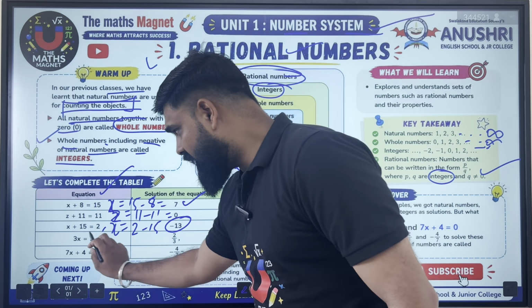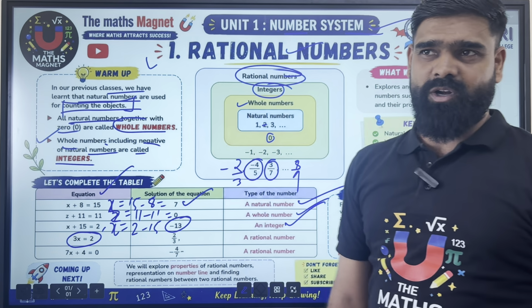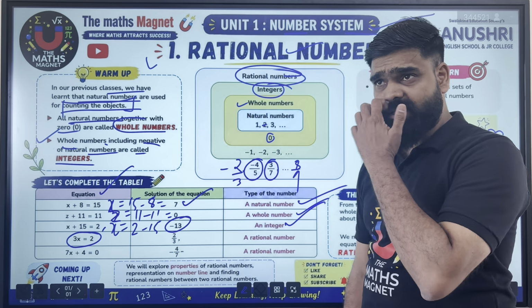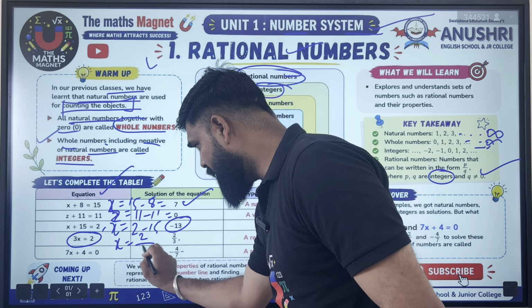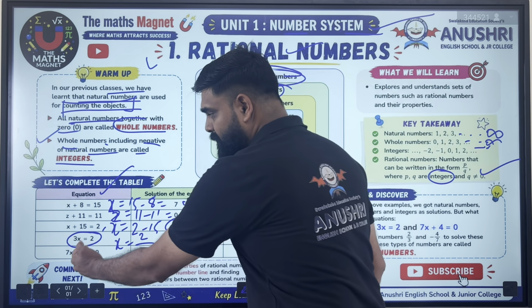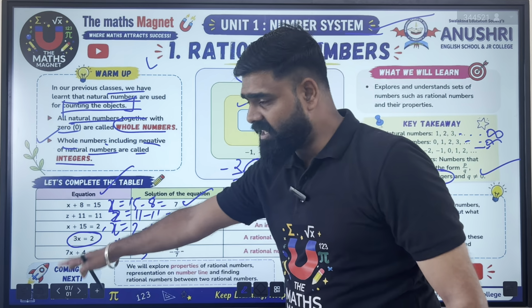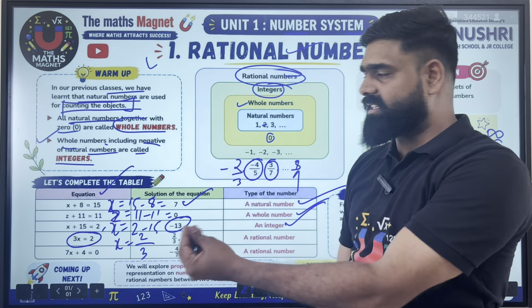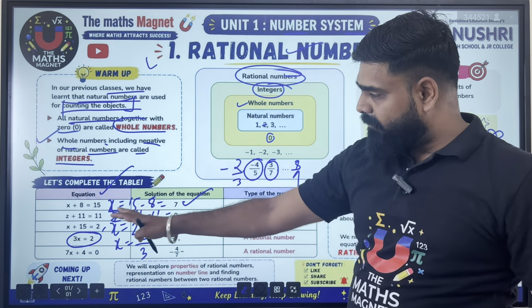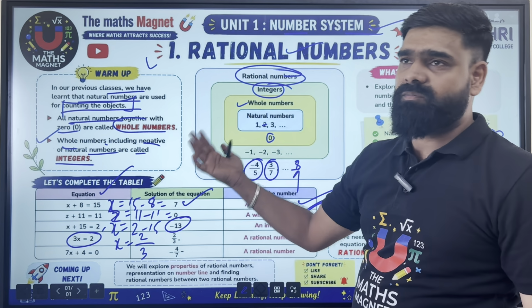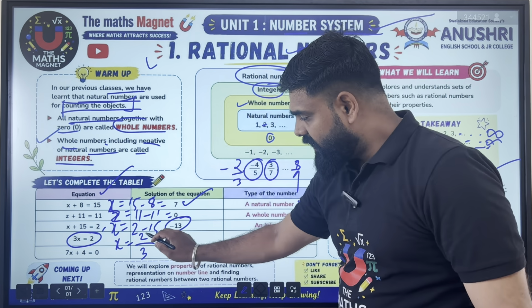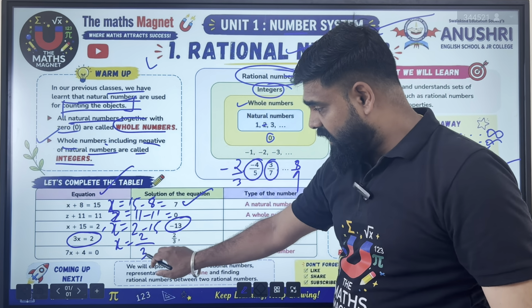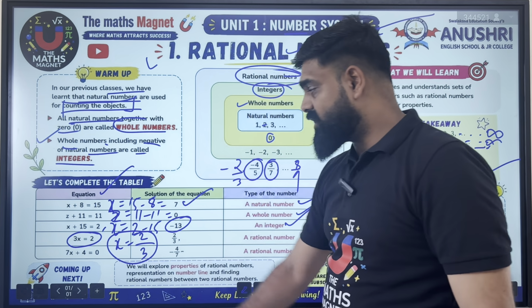Let us solve another example. 3x is equal to 2. So x will be 2 by 3, because this 3 on the left hand side is multiplied by this x. So when we take that 3 to the right hand side, it will be divided by this 2, and it becomes x is equal to 2 by 3.